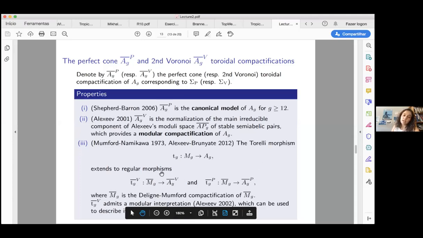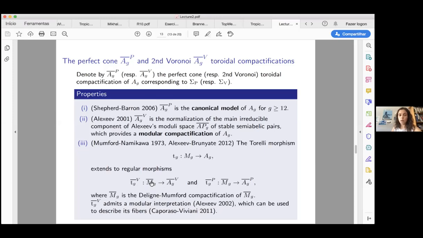So actually the morphism is defined in the same way for both compactifications. The point here I should make is that the Torelli morphism is defined in the same way, but what happens is that in the locus containing the image of the Torelli, both these compactifications coincide. So I will say more about this in the end.